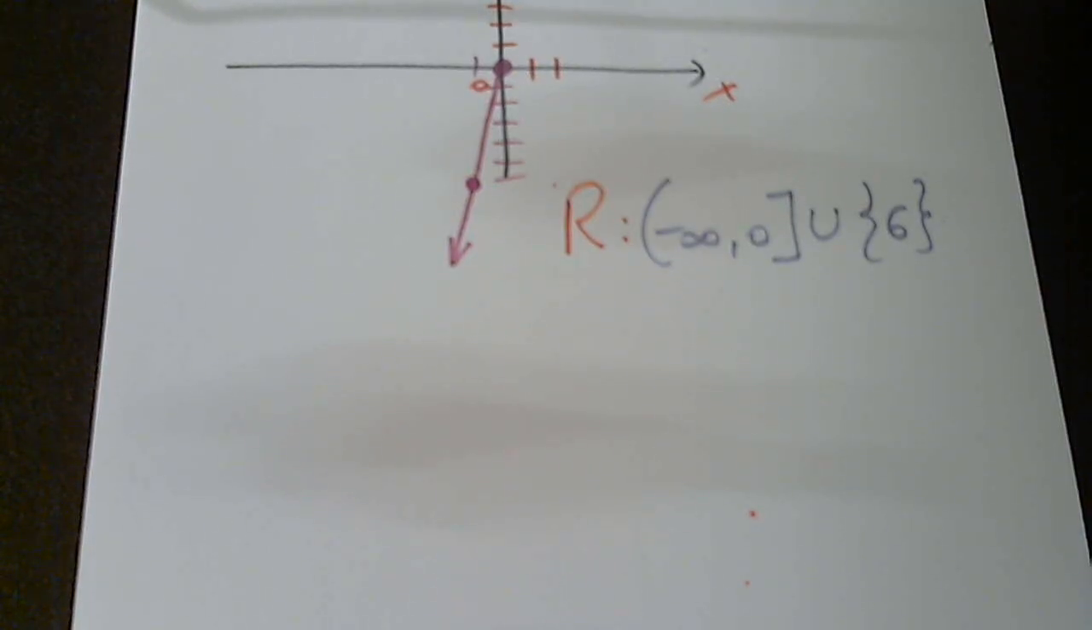Can anyone state the slope for this function? -4. Of course. And the y-intercept? 6. They may want it as (0, 6), but yes, that's perfect. Thank you.